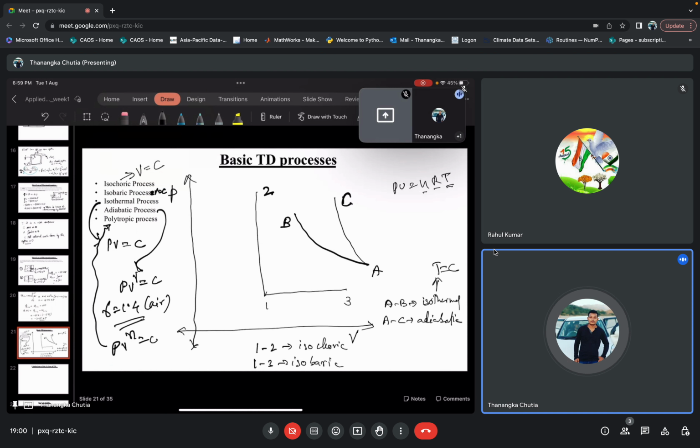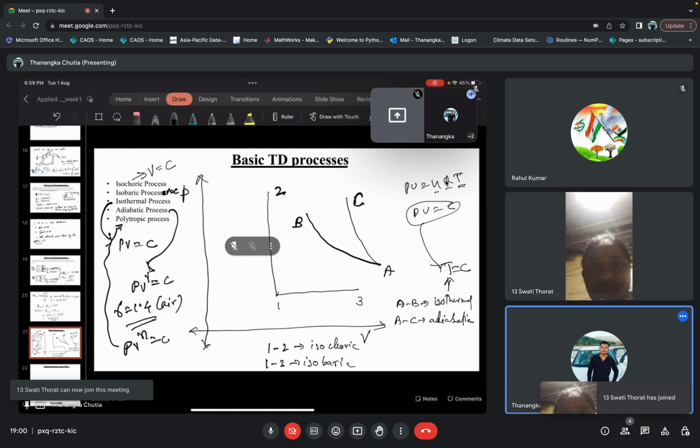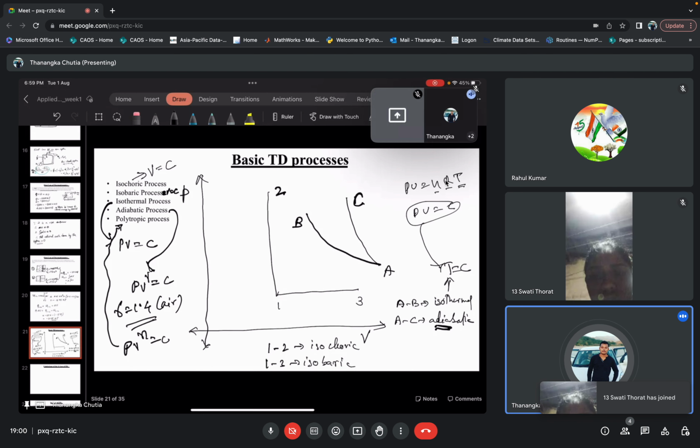Now if T is also constant, then PV equals constant. This is how it came. And similarly, the adiabatic process also came from such formulas.